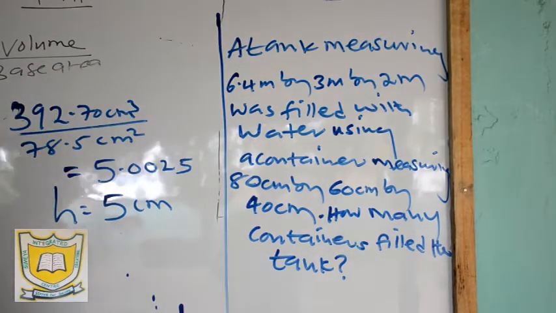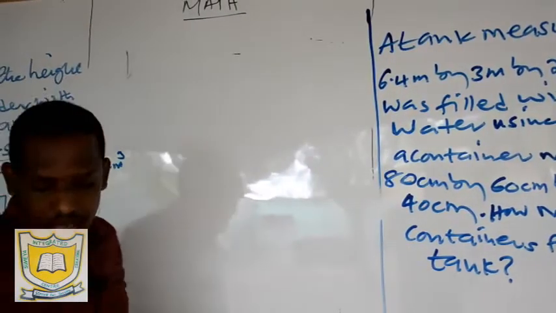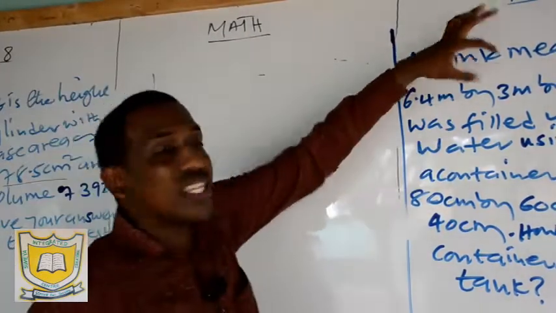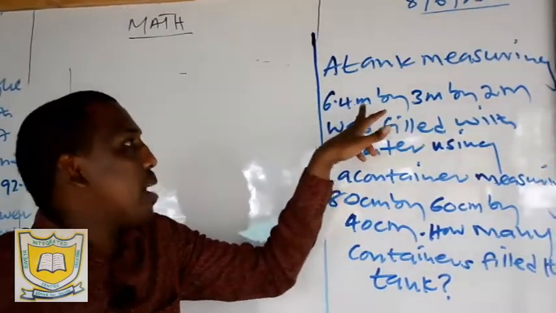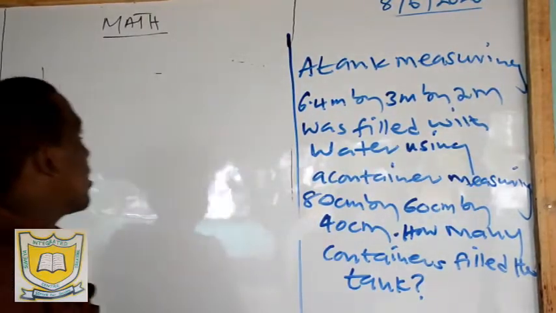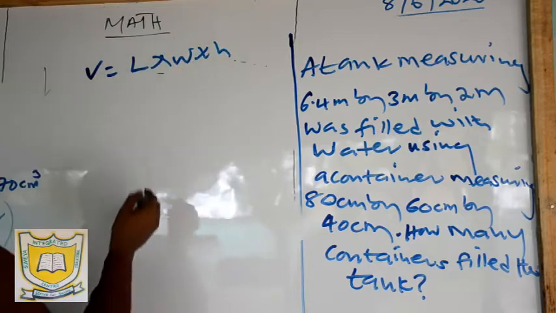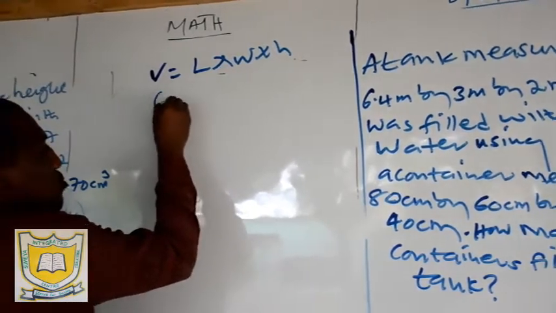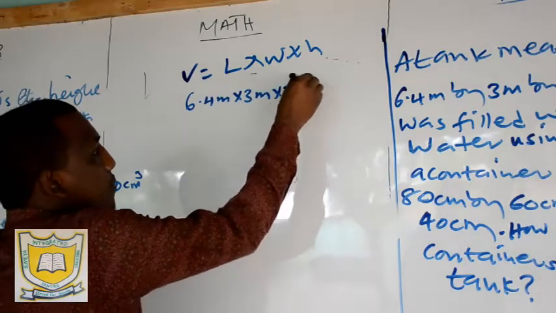Now we want to do this one. You are told a tank measuring, this is a rectangular water tank. So you will get the volume of the rectangular water tank, measuring this length, this width, and this height. You say volume is equal to length times width times height. So length, which is 6.4 meters, times 3 meters, times 2 meters.